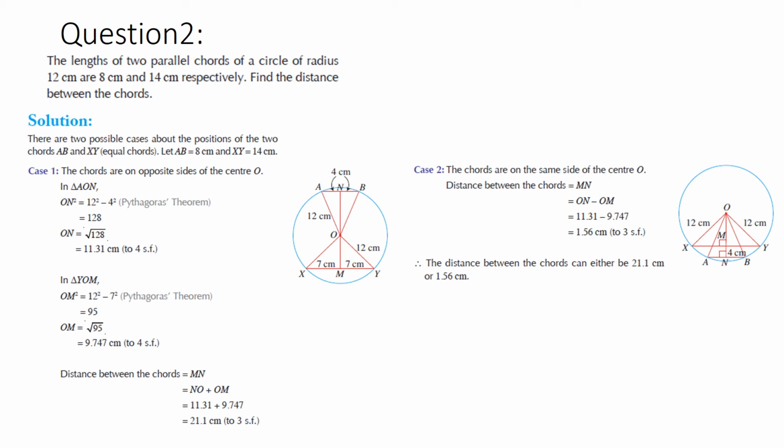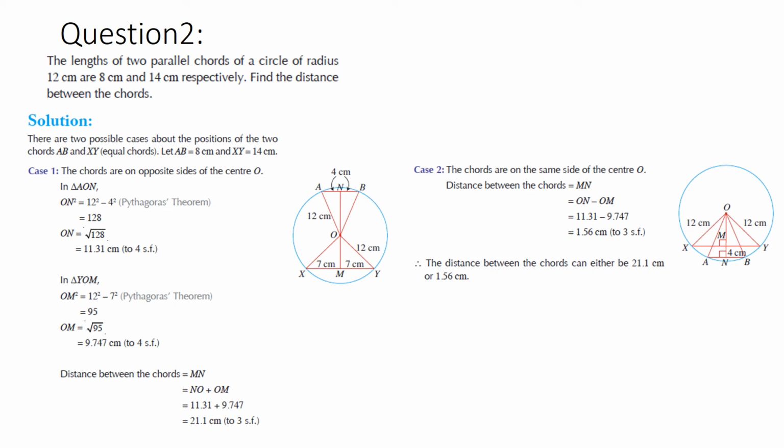So let us take case 1, that is, the chords AB and XY are on the opposite side of the center O. Let us suppose the length of the chord AB is 8 centimeter and the length of the chord XY is 14 centimeter. Since ON is perpendicular to the chord AB, therefore the line segment AN is equal to NB equal to 4 centimeter, and similarly XM will be equal to MY equal to 7 centimeter each, and the radius of the circle is 12 centimeter given to you.